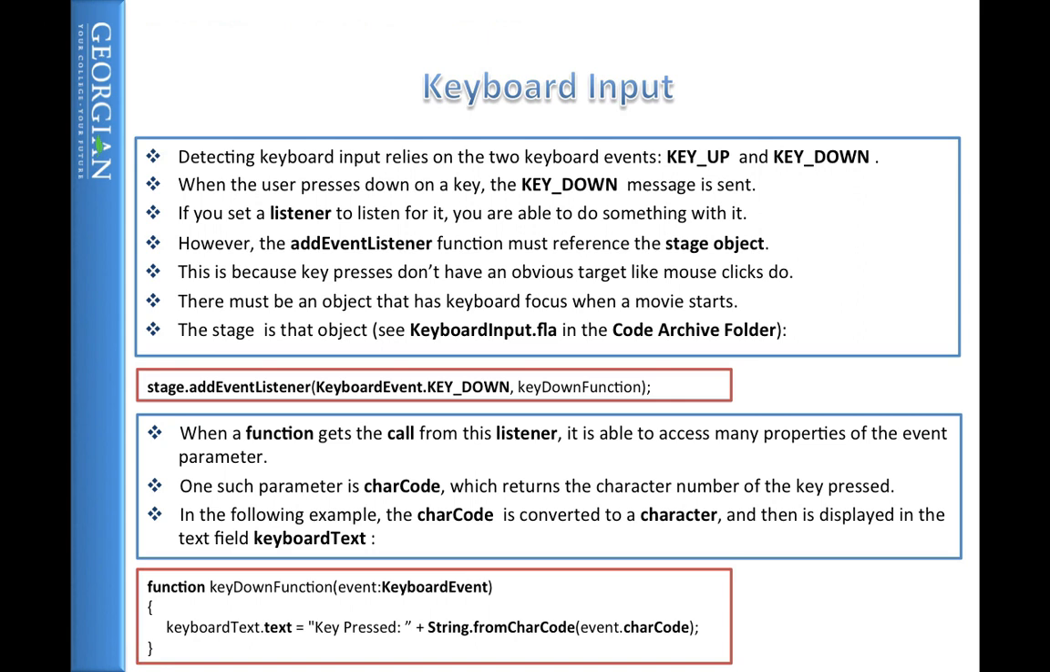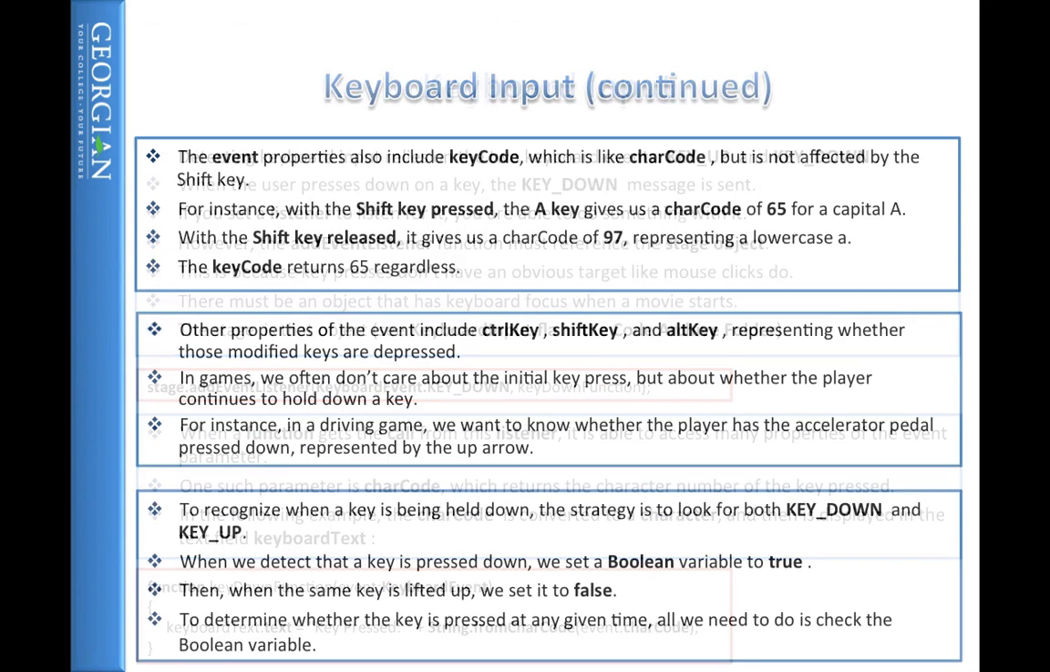Then there's two ways of doing it. The first way is I'm going to listen for a character code. Okay, character code. And I'm going to say this, keyboardText.text, key pressed is whatever. I use my string function from the character code, right? And then I output my character code to my text, right? If I want to know which key was pressed, kind of thing.